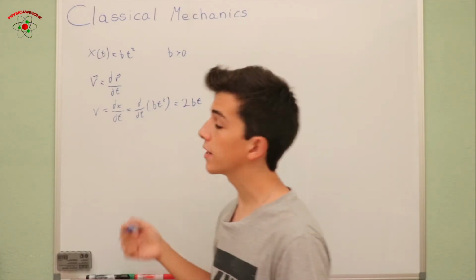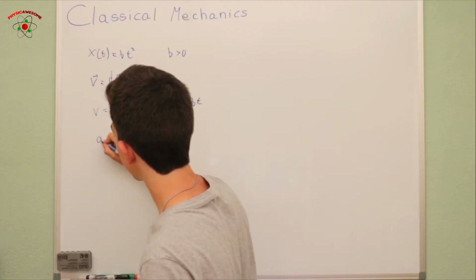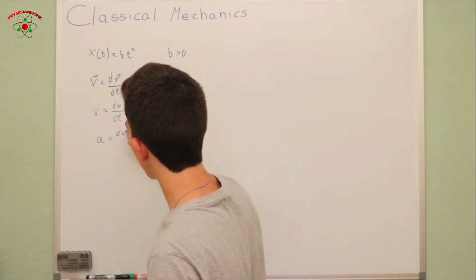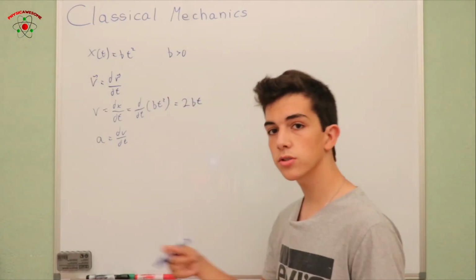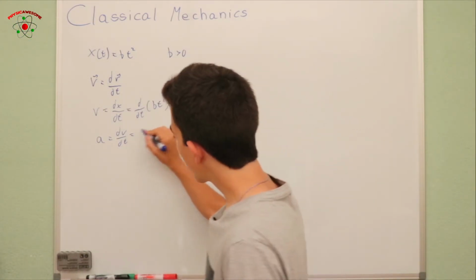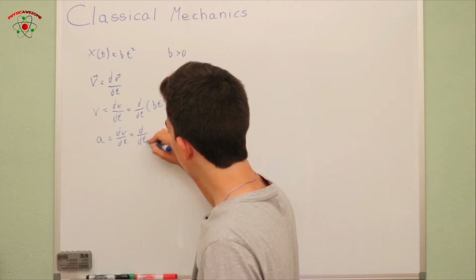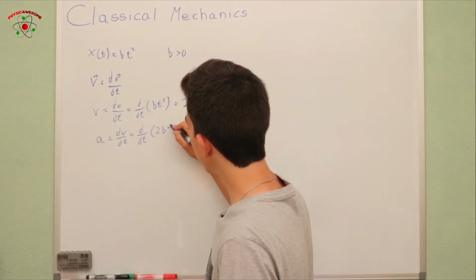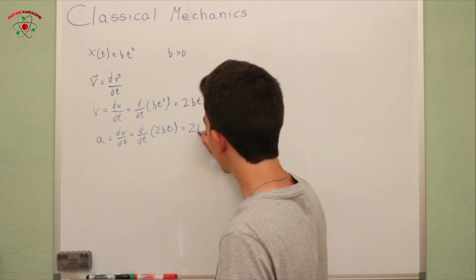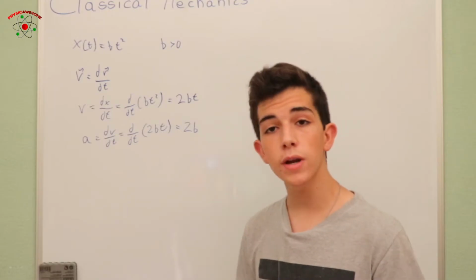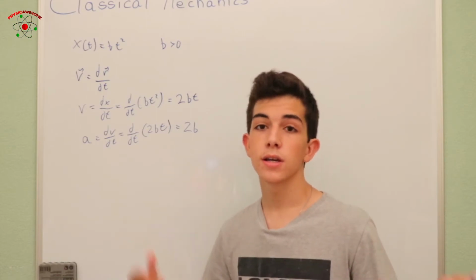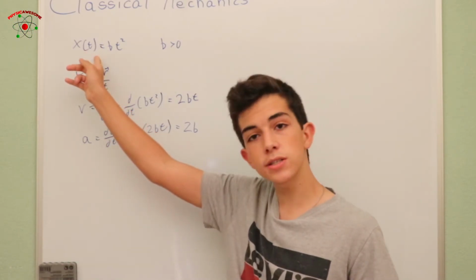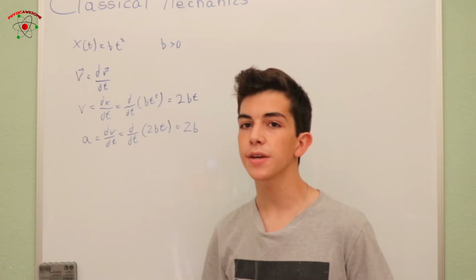Similarly, find acceleration. This is going to be equal to the derivative of velocity over time. Again, it's only one dimension, so no vectors. And this is the derivative of 2bt, and that is 2b. It's great. Now we have the acceleration and velocity of an object just from the position of the object through time, something that we can measure.